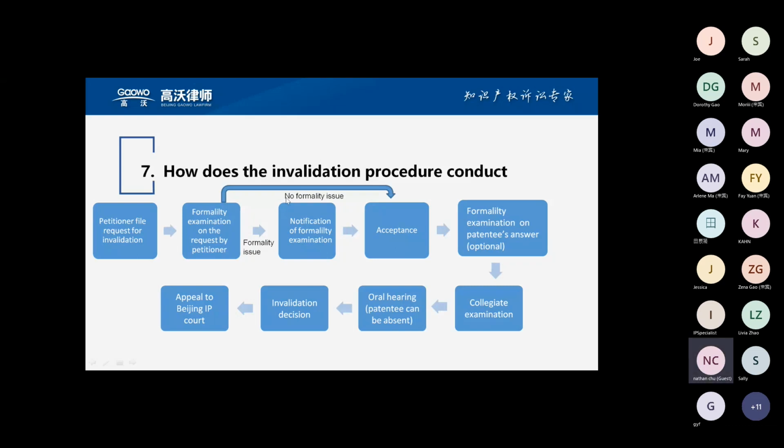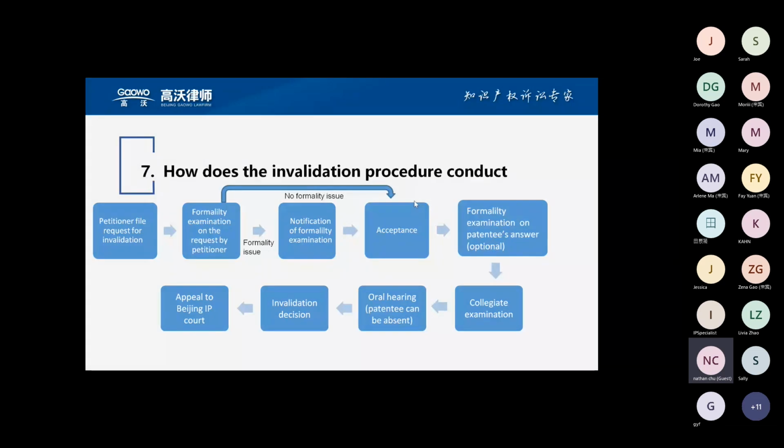If the request doesn't have any formality issue, the patent office will issue a notification of acceptance to the petitioner. Meanwhile, they will also forward the acceptance of the invalidation request to the patentee. The patent office will also forward a copy of all the documents of the invalidation procedure to the patentee.